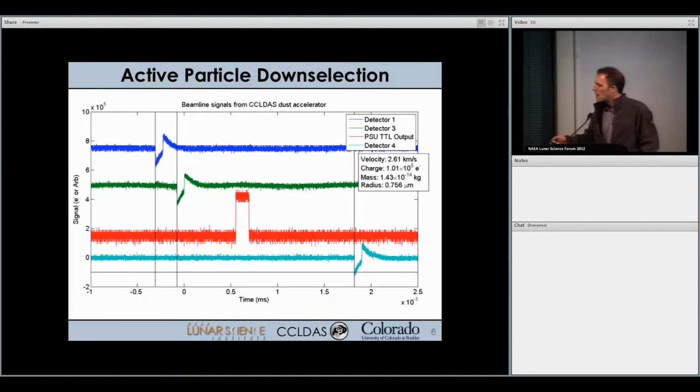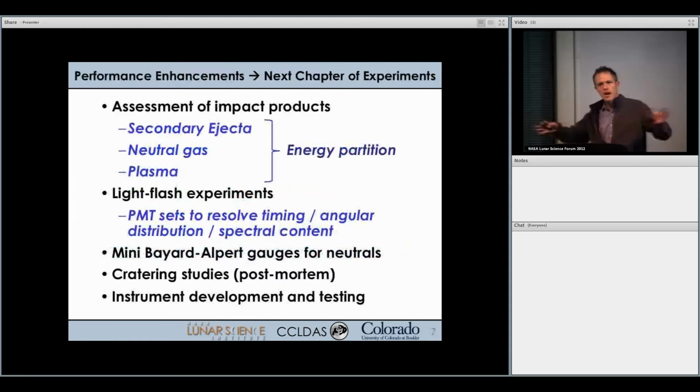As you saw on the previous slide, we're launching a whole variety of particles. The launching process is fairly imprecise. A lot of different sizes, a lot of different velocities come out of the source and get launched. So along the way down the beamline, we actively select particle by particle which window of velocity and which window of charge, and if you know the charge and the velocity and the accelerating potential, you can derive the mass, which exact particles are reaching the target chamber.